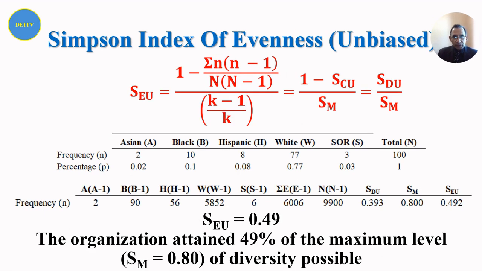To obtain an unbiased evenness or standardized score for ethnicity, you take the unbiased diversity score and you divide that by the maximum possible value. So when we do that, it's going to be 0.39 divided by 0.80, which yields 0.49, which indicates that the organization attained 49% of the maximum possible value for ethnic diversity.